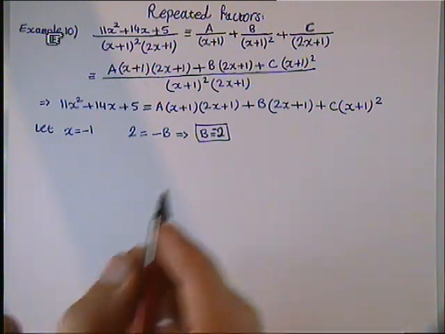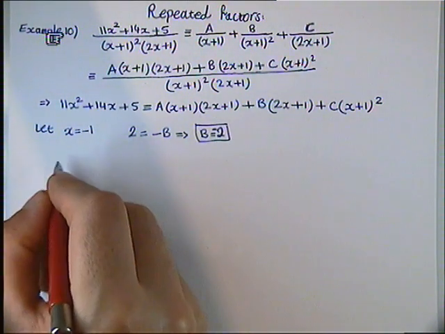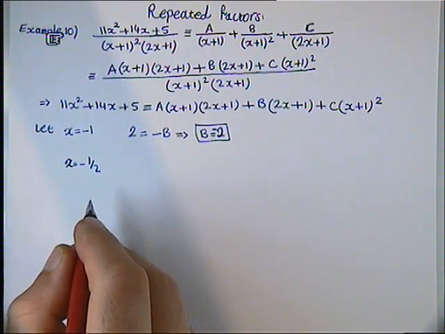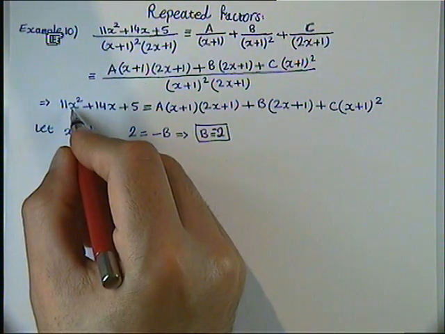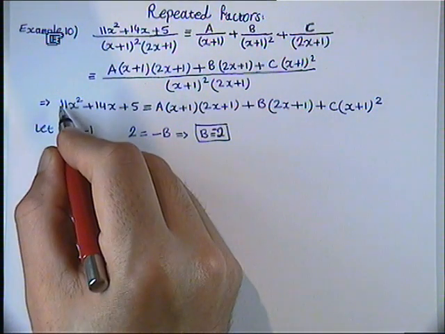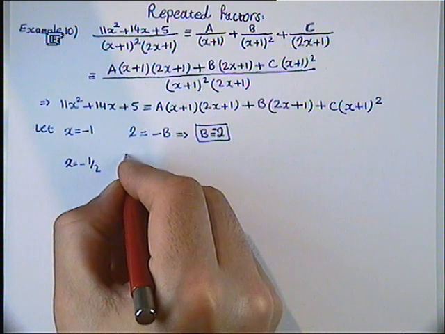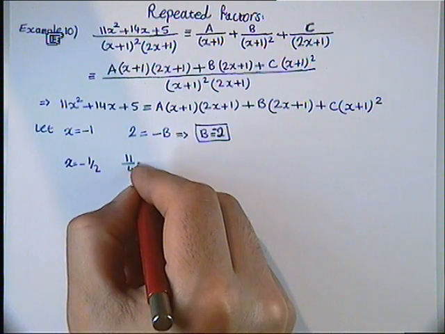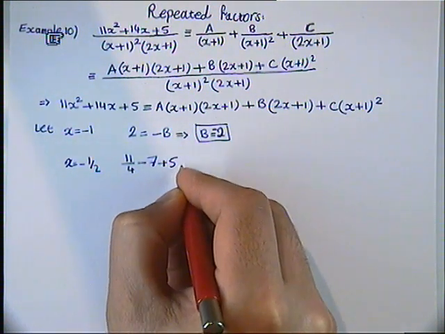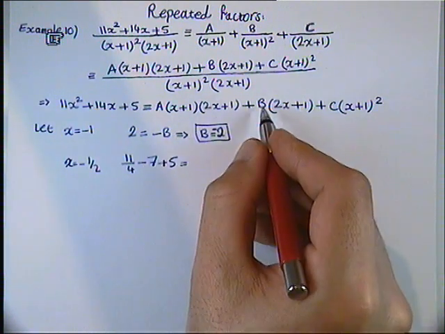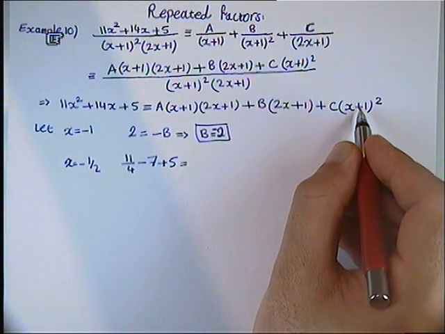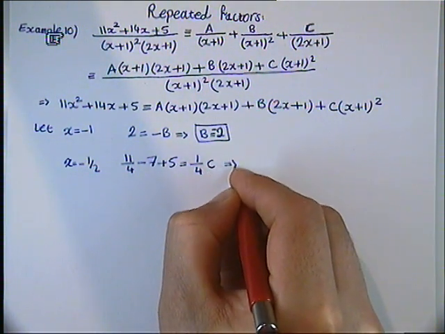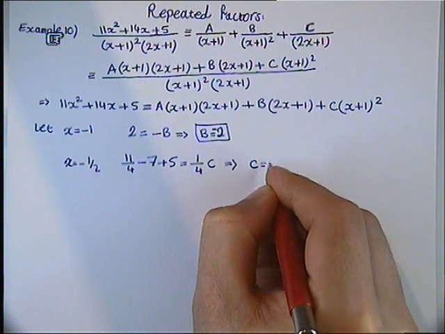Okay, the next one could be x equals minus a half. If it's minus half, minus a half squared is a quarter. 11 times a quarter is 11 over 4. Plus 14 times minus half is minus 7. Add 5. Equals, this one becomes 0, this one becomes 0. Minus a half plus 1 is half. Half squared is a quarter. It becomes a quarter c. Therefore, c is equal to 3.